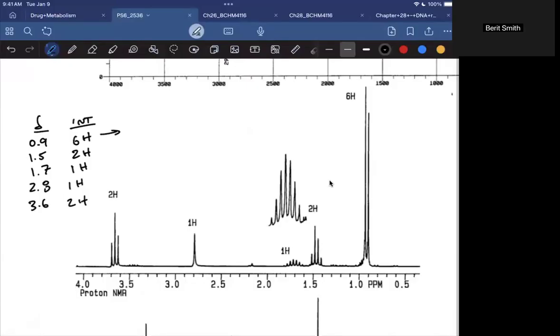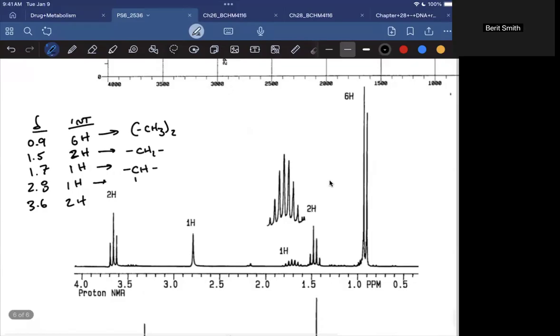This is going to be our 2 methyl groups. And as you can see the pattern here, usually you can just look at this integration and tell, okay, 2H is going to be a CH2, 1H is going to be a CH, 6H is going to be 2 methyls. Once you do this more, you'll kind of get the hang of it and not really have to think about it too much.